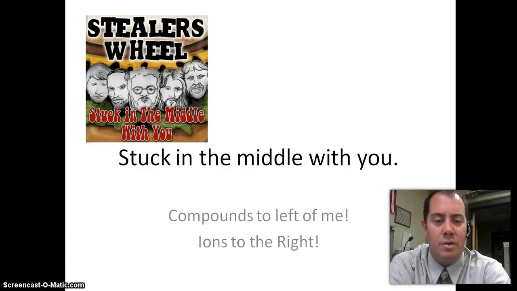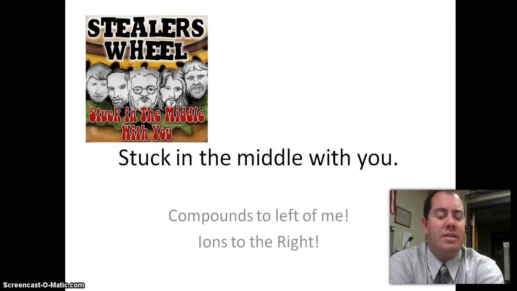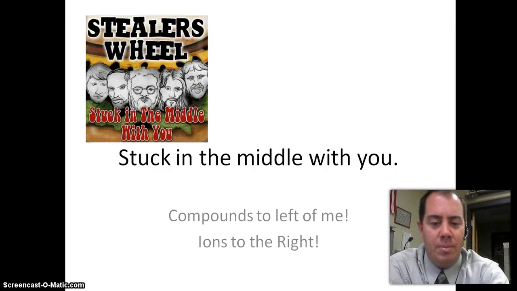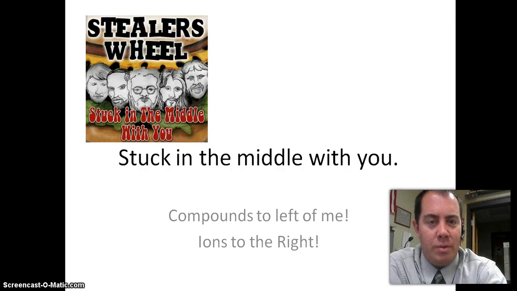Alright guys, so we're gonna get started today, and I was gonna have some snazzy Steelers wheels stuck in the middle with you playing for you, but apparently it doesn't work so well through a speaker to microphone connection. So one of these days I'm sure I'll get techie enough to make that work.